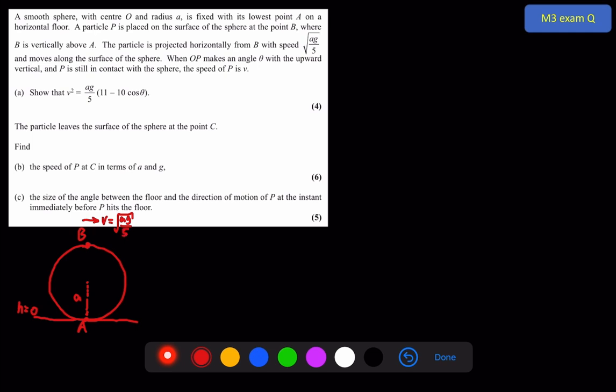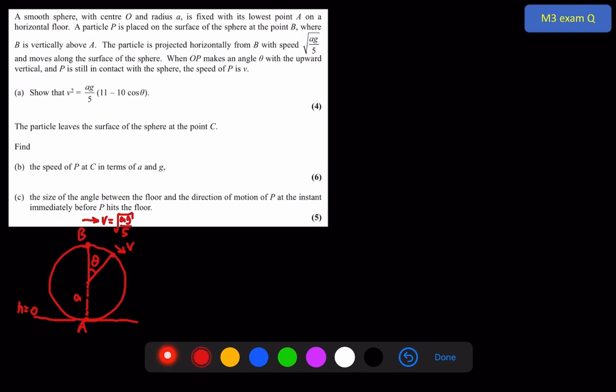When OP makes an angle theta with the upward vertical, and P is still in contact with the sphere, the speed of P is V. Show that this V squared is equal to this expression. And now we've done two examples. This should seem quite familiar now.